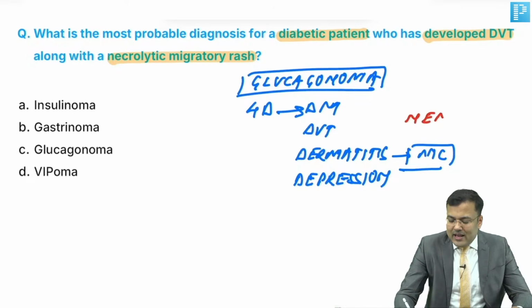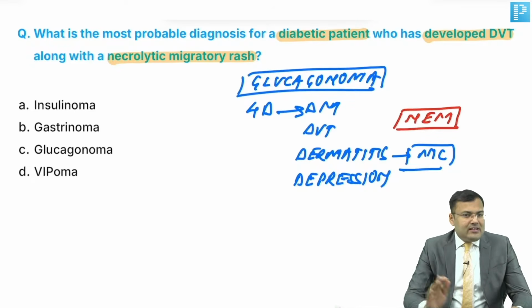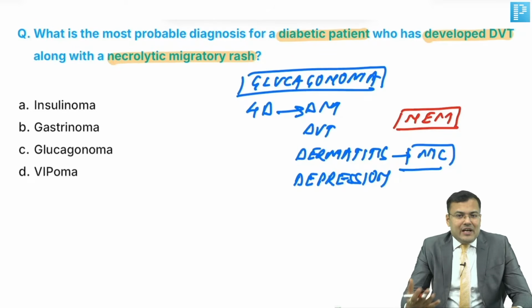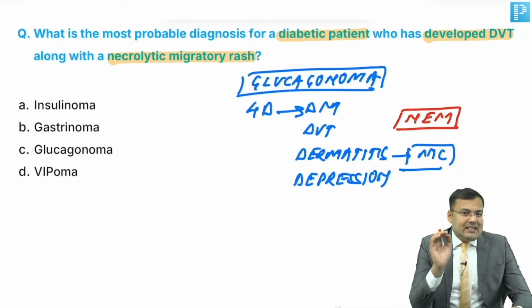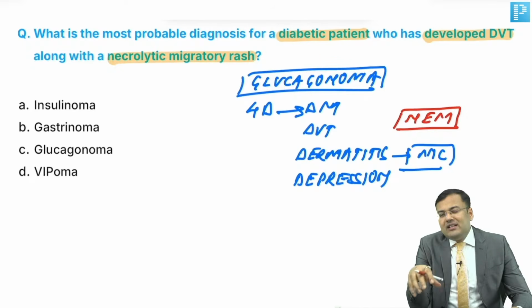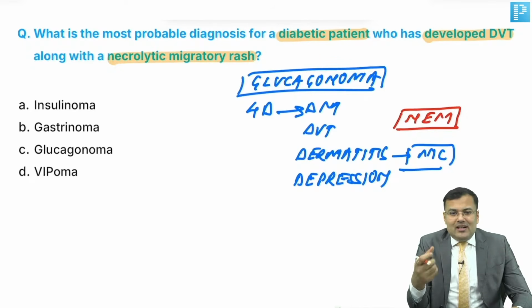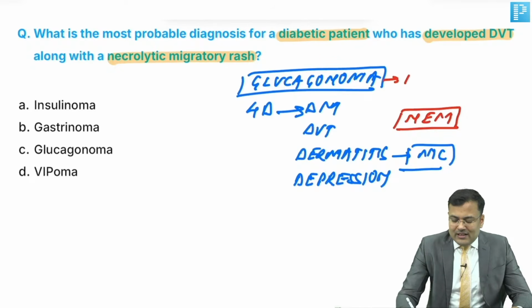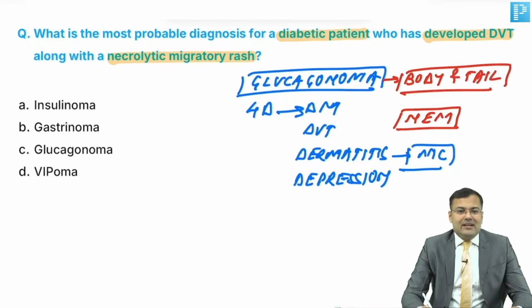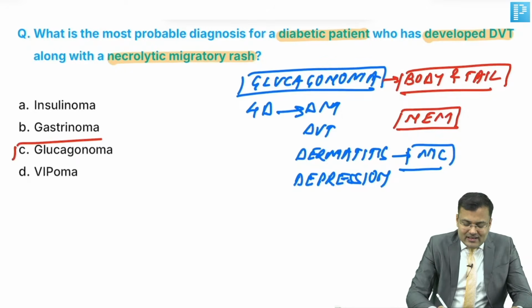It is NEM. What is NEM? That is necrolytic erythema migrans. So this is NEM. This is classical feature. And you know, glucagonoma, most common site is body and tail, and that's why what's the treatment? We have to go for distal pancreatectomy. So what is the correct answer guys?